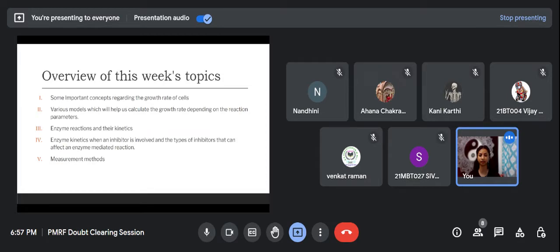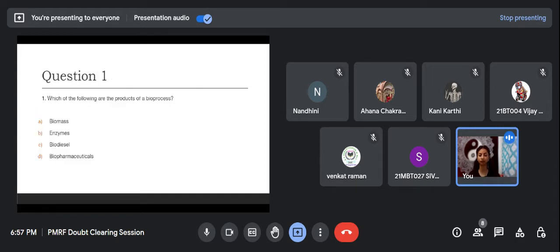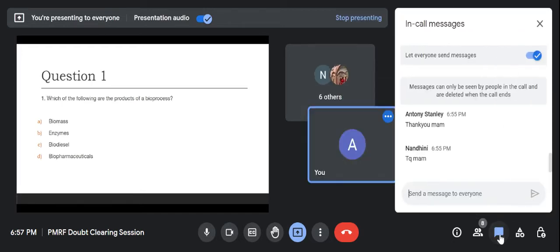So you learned in this week's topics how to determine the growth rate of cells, the various models which will help you calculate that. What are enzyme reactions and what are its kinetics? How enzyme kinetics is different when an inhibitor is involved, and different measurement methods, right? So question number one is, which of the following are products of a bioprocess? The options are biomass, enzymes, biodiesel, and biopharmaceuticals. Right? Vijay, do you want to try guessing what the answer is?